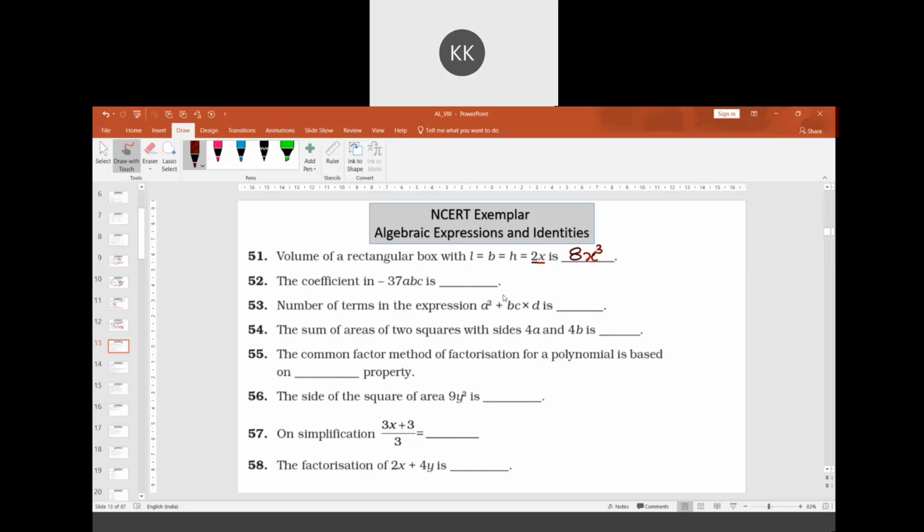Yes, sir. Coefficient in this: minus 37, minus x, minus 1, minus 3. Sir, coefficients are there. 2 terms, sir. Shobhan says 3 terms.